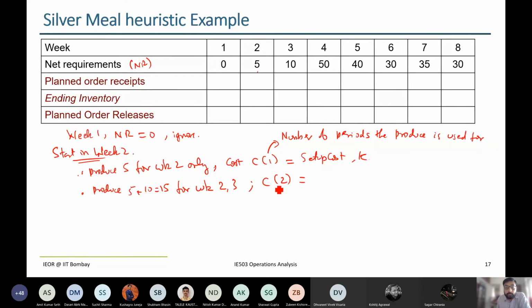So if it is C of 2, that means I'm producing both 5 and 10, 15 units. Suppose I produce 15 here, then I will have an excess inventory of 10, which gets consumed here. This is used to meet this requirement here. So I'll incur a setup cost for producing 15 here, plus I need to account for the holding cost of 10 units.